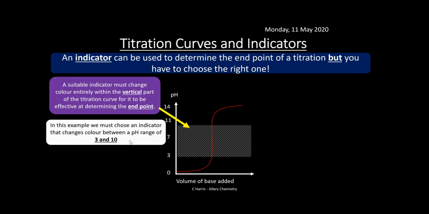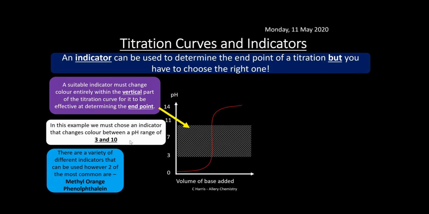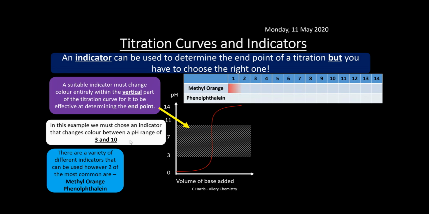So in this example, we've got to have an indicator that changes colour completely between the range of pH 3 and pH 10. So there's a variety of different ones that we can use here. The common ones are things like methyl orange and phenolphthalein. Here you can see the colour change of methyl orange is between 3 and 4.5. That's when it completely changes colour. And phenolphthalein is a colour change of pH 8.2 to 10.